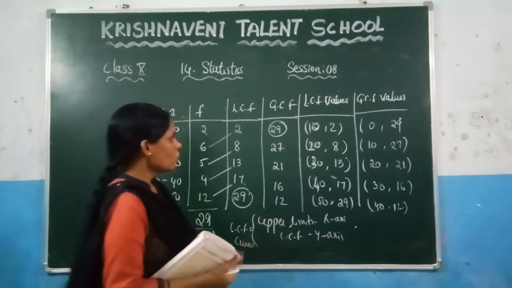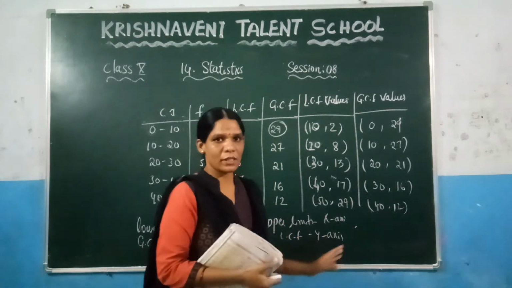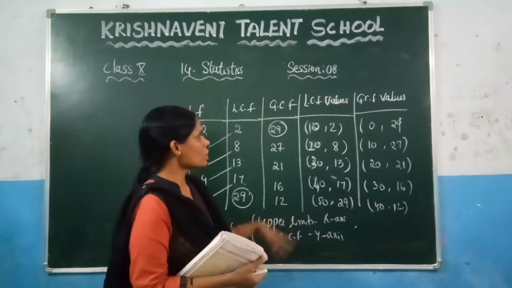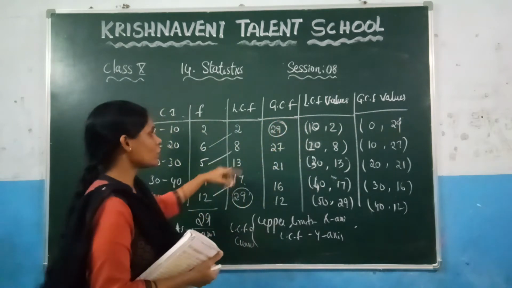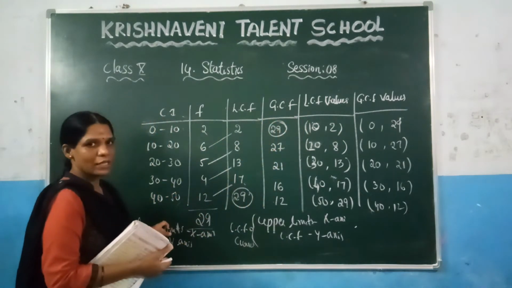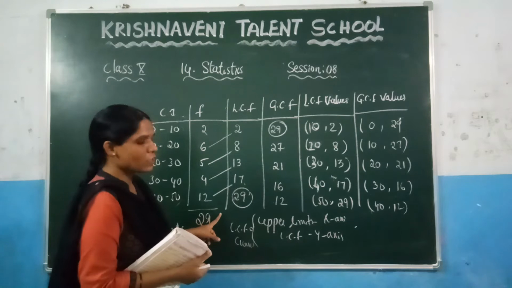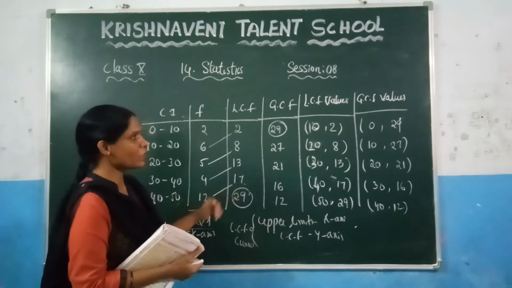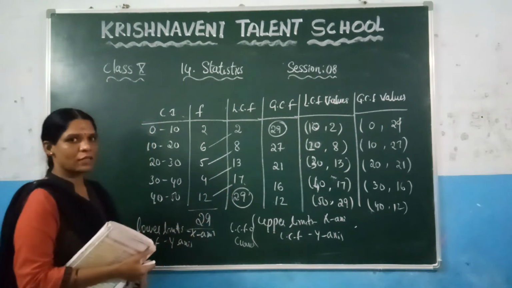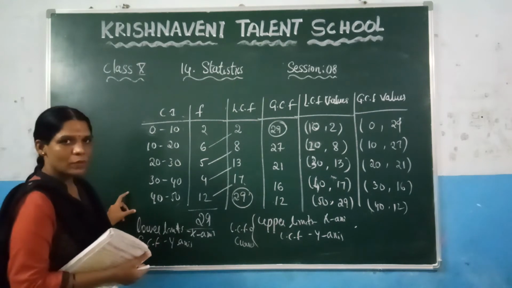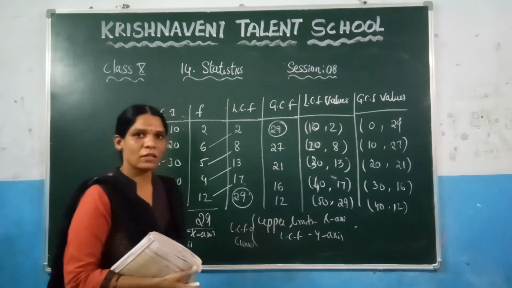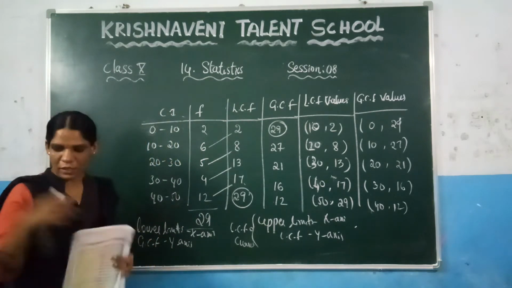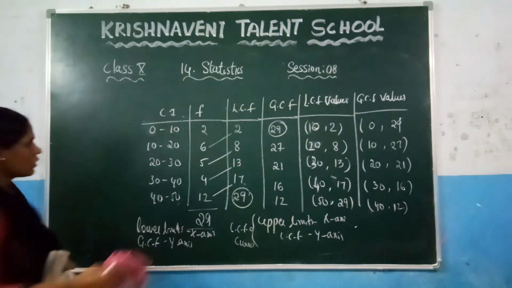And if you want to know about the coordinates, how to represent the less cumulative frequency curve values, what are those? You need to take the upper limits on the x-axis and less cumulative frequencies on the y-axis. Similarly for the greater cumulative frequency curve, you need to take lower limits on the x-axis and the greater cumulative frequencies on the y-axis. Now let us take some example.